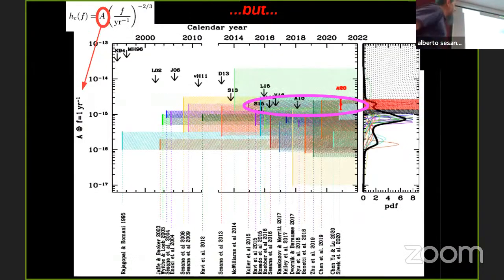However, things changed in the last couple of years. You could already see here that those upper limits go down like a Moore's law, pretty much, but then they started to saturate around 2015, 2016, up to the point when, in 2020, the NANOGrav collaboration published a paper where they claim they find a common red signal in their data. This is the red point here.